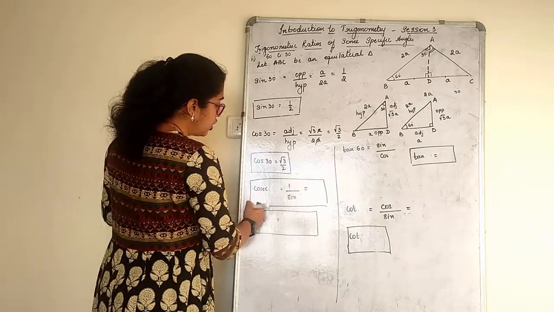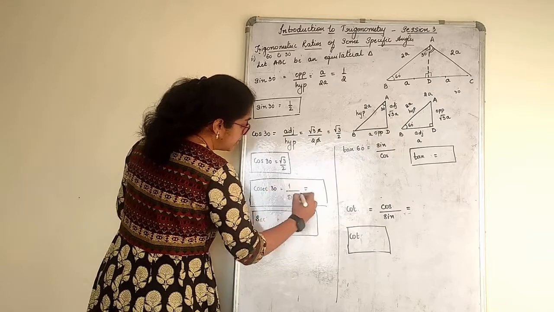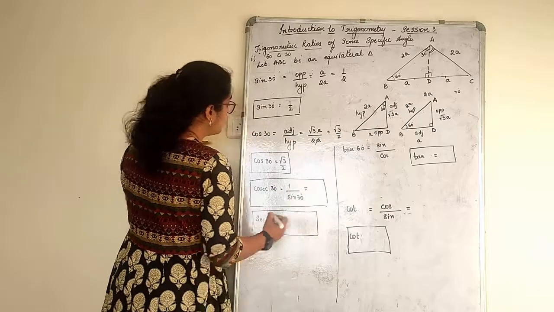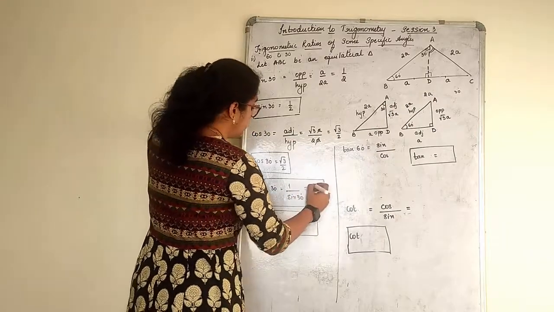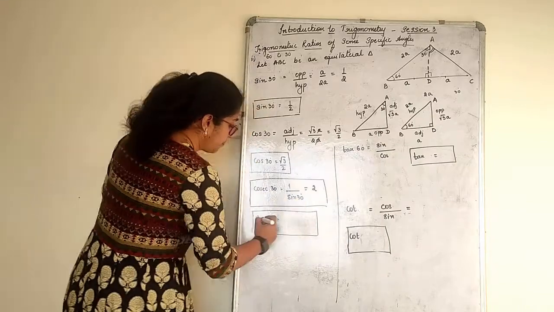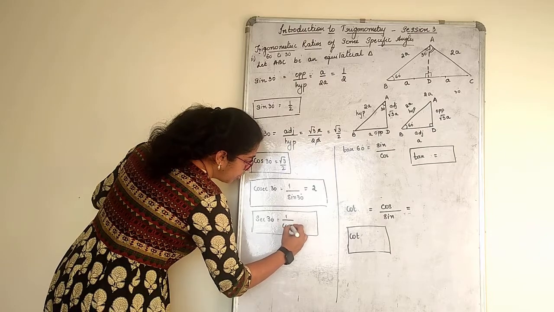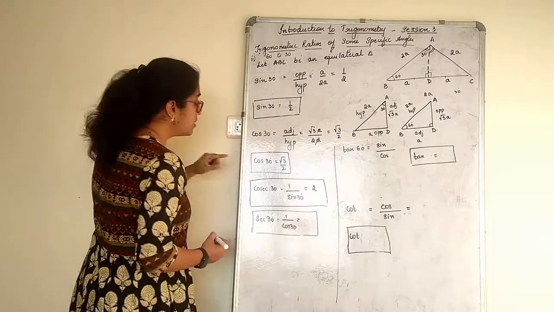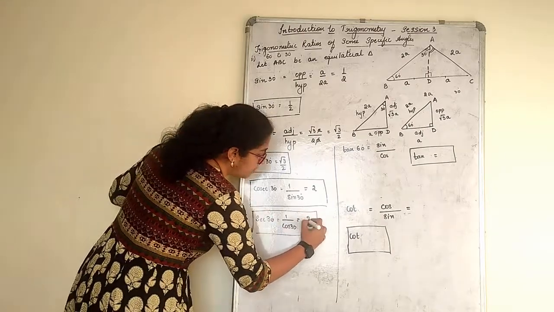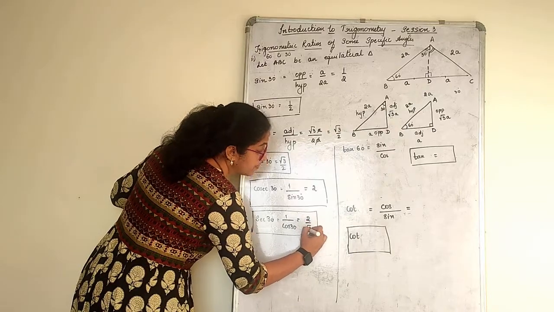root 3 by 2. Cosec 30 is reciprocal of sin 30. So sin 30 is 1 by 2. So cosec 30 is 2. Sec 30 is reciprocal of cos 30. Cos 30 is root 3 by 2. So this will be 2 by root 3.